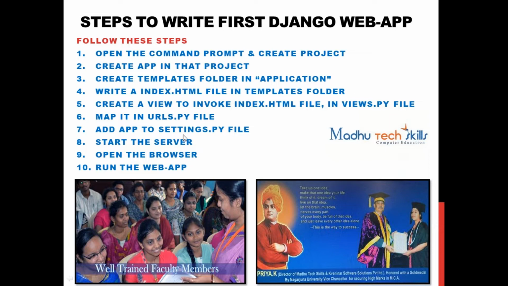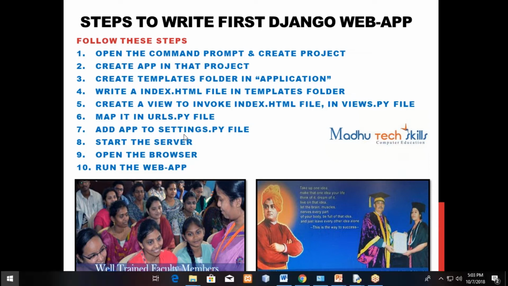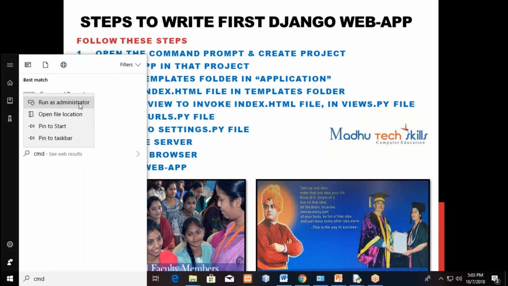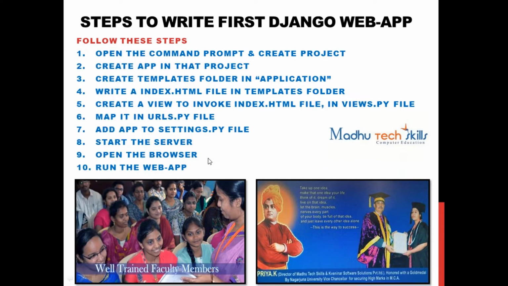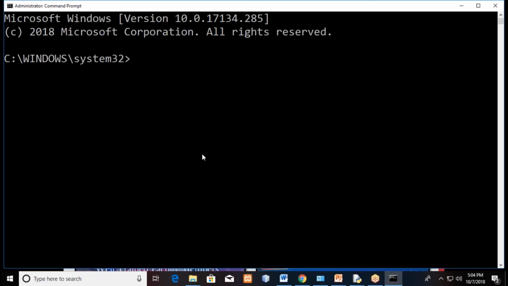So start with the first step. Open the command prompt and create a project. That is the first step we need to follow. For that, I'm opening the command prompt, or Windows PowerShell. At present, I'm opening the command prompt. I'm going to folder F, where we have a batch called Python batch.